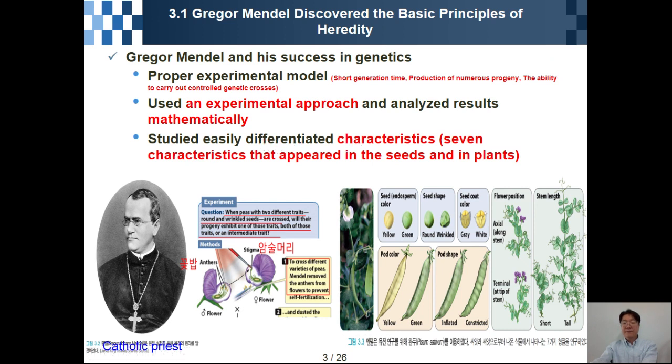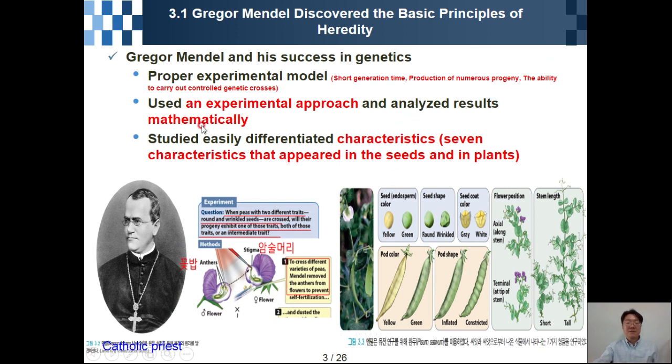Okay, let's start from the first. He used the proper experimental model. He used the pea. In Korean, we call it Wandu, because the pea has a short generation time, and at one time it can produce numerous progeny, and the pea also allows controlled genetic crosses.